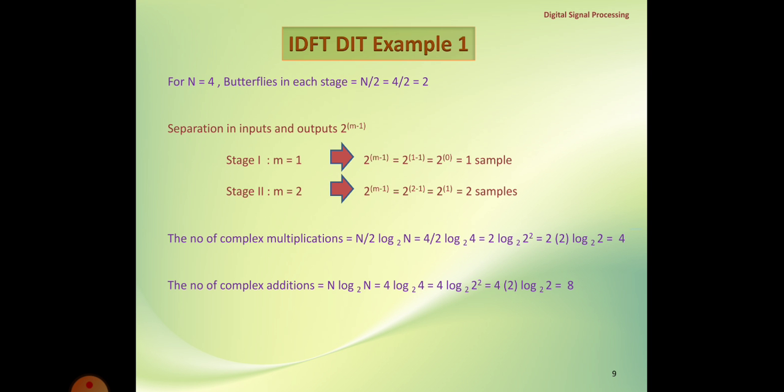For N equal to 4, the butterflies in each stage equal N by 2, that is 2. Separation in inputs and outputs is given as 2 raised to m minus 1, where small m represents the stage index. So for stage 1, m equal to 1, that is 2 raised to 1 minus 1, which equals 1 sample. And for stage 2, m equal to 2, the separation in inputs and outputs is 2 samples. The number of complex multiplications equals N by 2 log N to the base 2, that is 4, and the number of complex additions equals N log N to the base 2, that is 8.